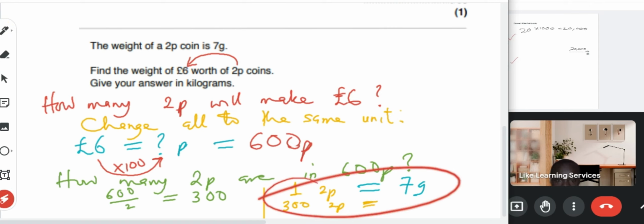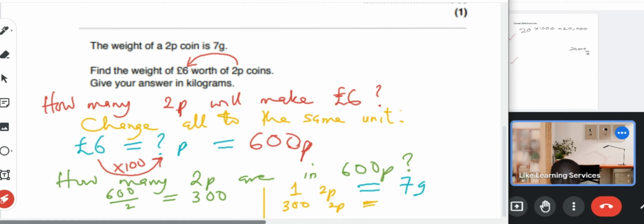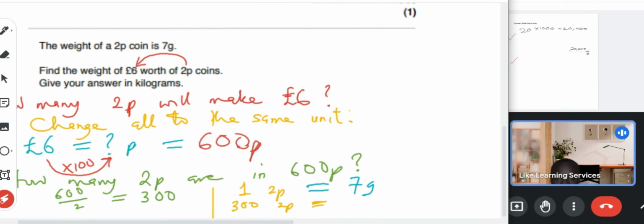Please see what I just wrote here. You multiply 7 by 300, because we are told that 1 weighs 7 grams. So 300 will weigh what? That would be 300 times 7. 2,100. That will give us 2,100 grams.